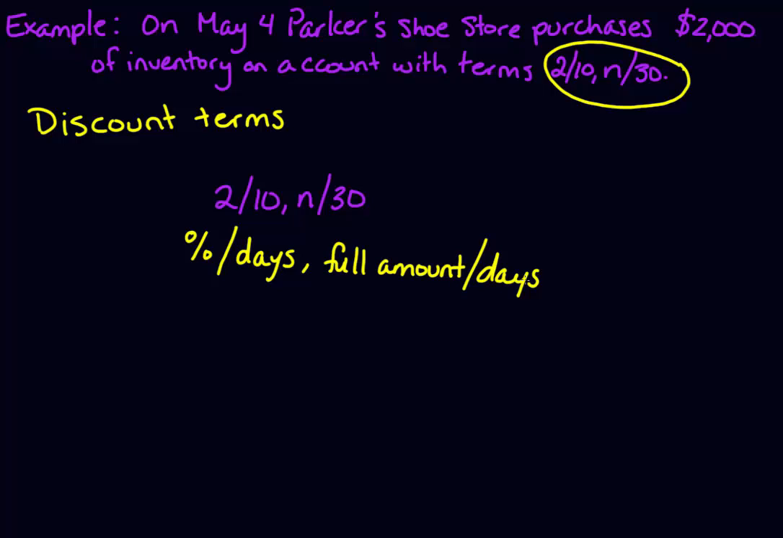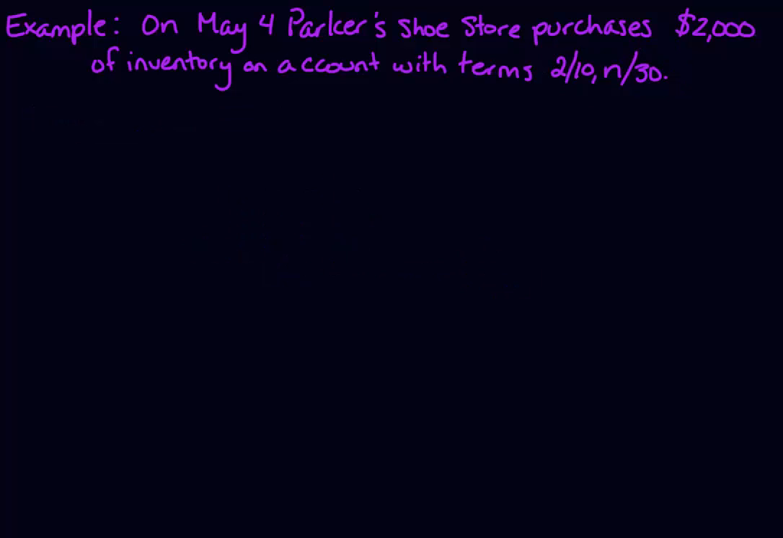Then there's a comma, and then the N stands for net. So the net amount is due, or the full amount is due, within 30 days. And it always looks like this: percentage / days, comma, full amount / days. So we have Parker's Shoe Store purchasing inventory on account, and we have some discount terms.